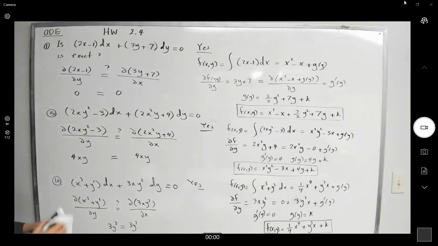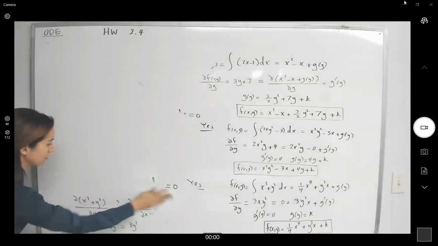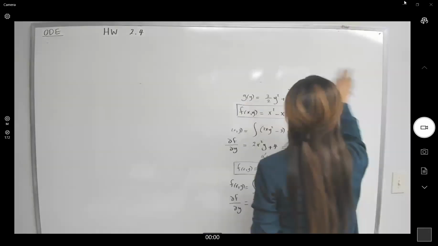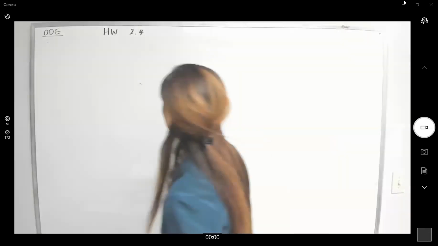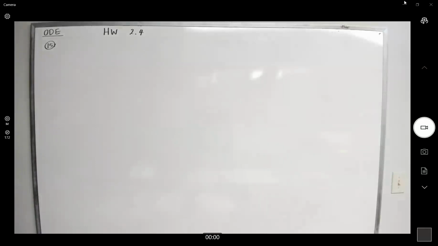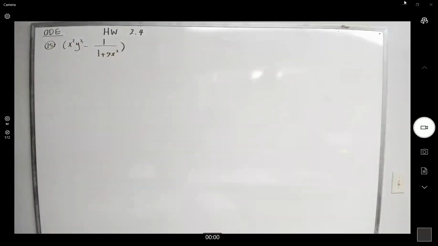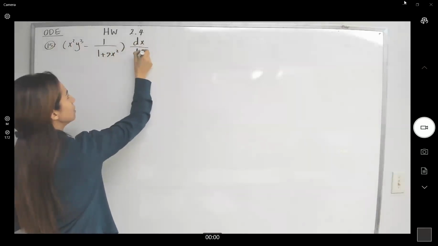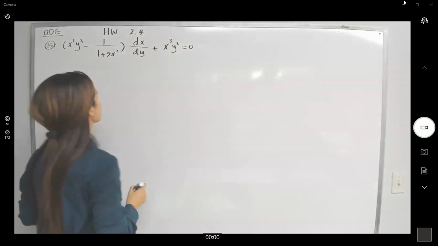Let's take a look at 15 and 20. Well, question 15 says you have x squared y cubed minus 1 over 1 plus 9 x squared, close the parenthesis, dx, plus x cubed y squared dy equal to 0. Is it exact?